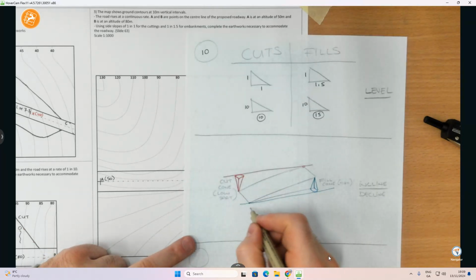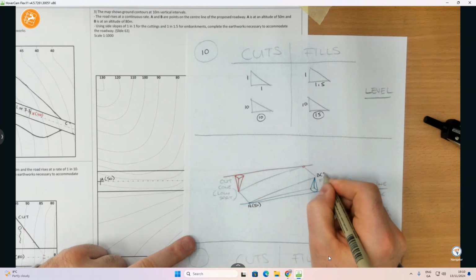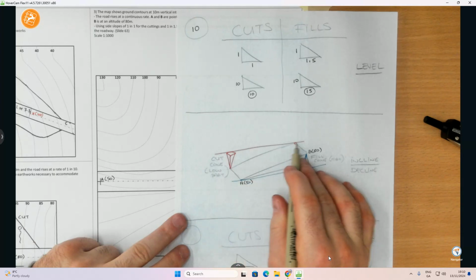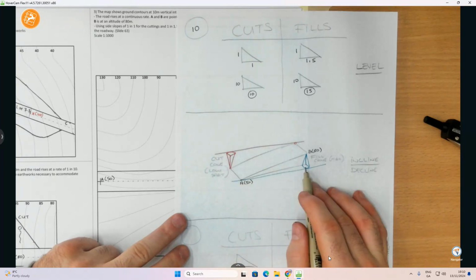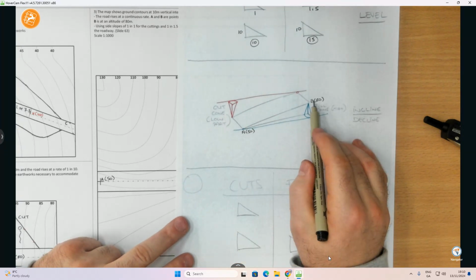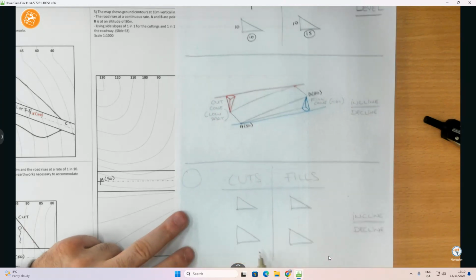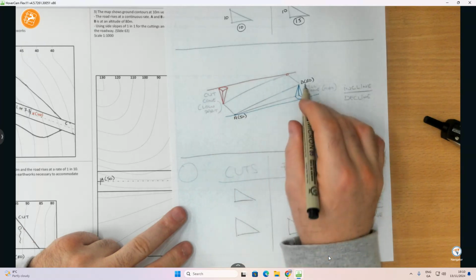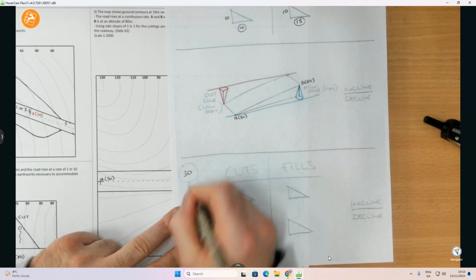Okay, A is the low part of the road, which we know is at 50. B is the high part of the road, which we know is at 80. Our cut cone will go on the low part, with our tangent coming at a height of 80. Our fill cone will go at the high part with our tangent being 50 because it comes from over here. Now, we subtract to work out our cut and our fill cones. We subtract the low part from the high part. 80 take 50 is 30.